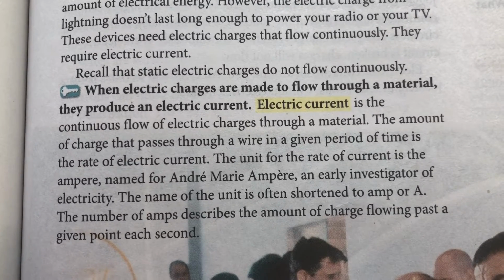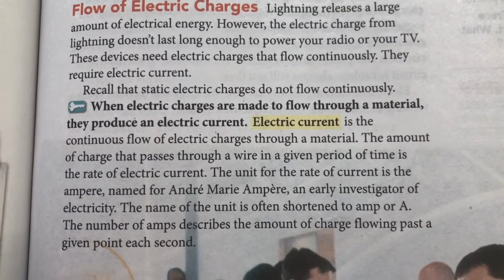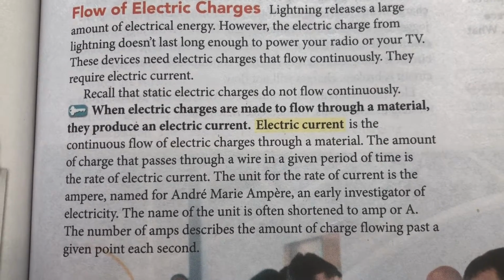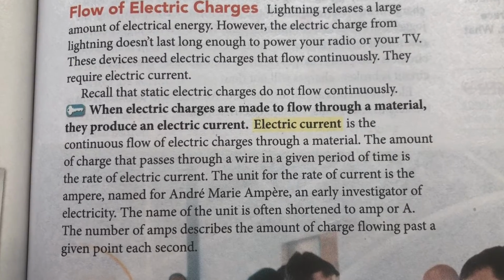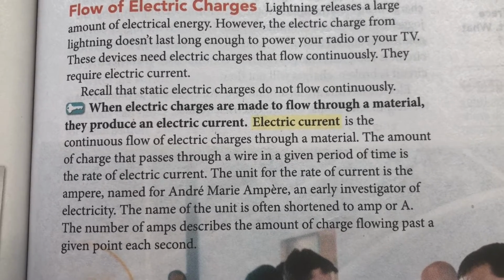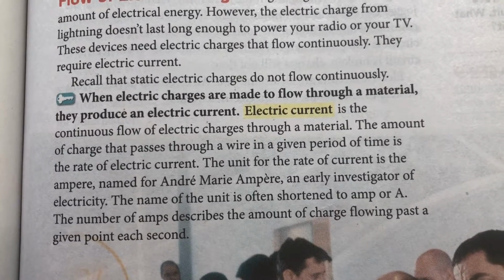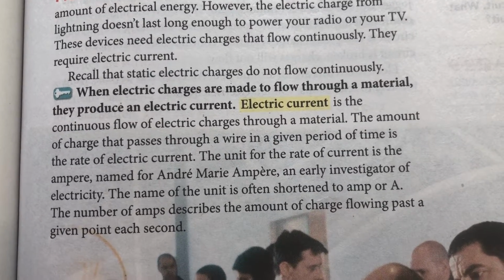When electric charges are made to flow through a material, they produce an electric current. Let me say that again. When electric charges are made to flow through a material, they produce an electric current. Electric current is the continuous flow of electric charges through a material.